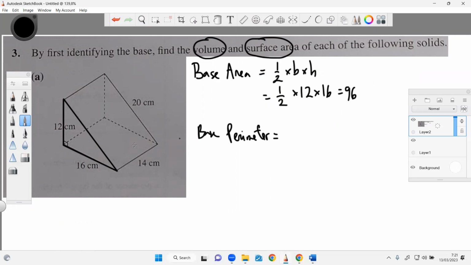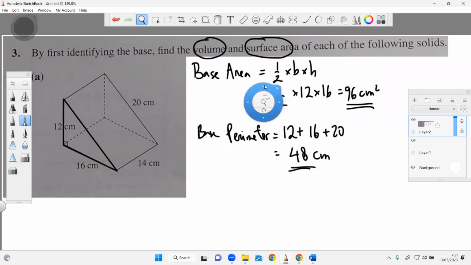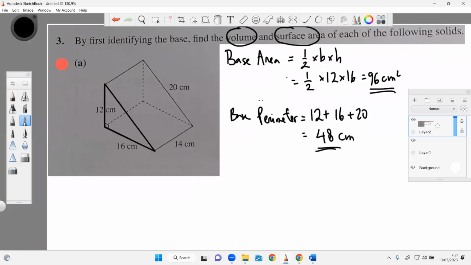The base perimeter. Oh, we have the 20 here, so you can put it here directly. You don't have to put any Pythagoras rule. If you are not given, you have to use Pythagoras. But in this case, very simple. Add all the sides of the perimeter, right? What's the answer? 48. You can put centimeter, but if you're not confident enough to put the unit, no need. Now, find the volume.